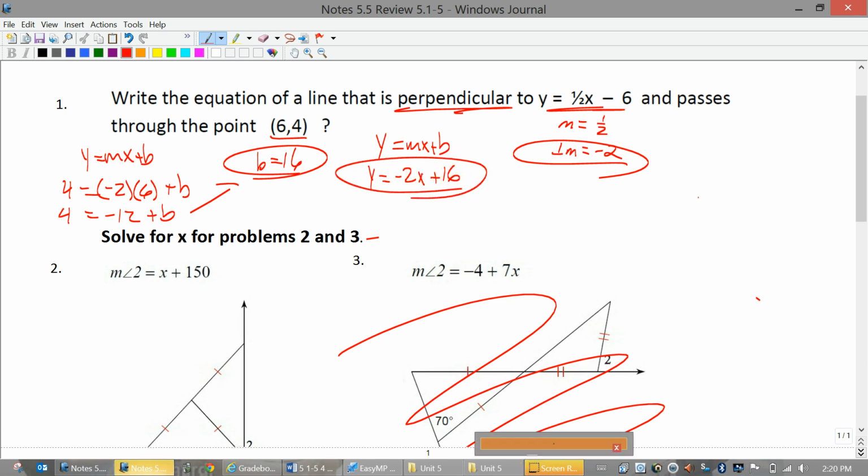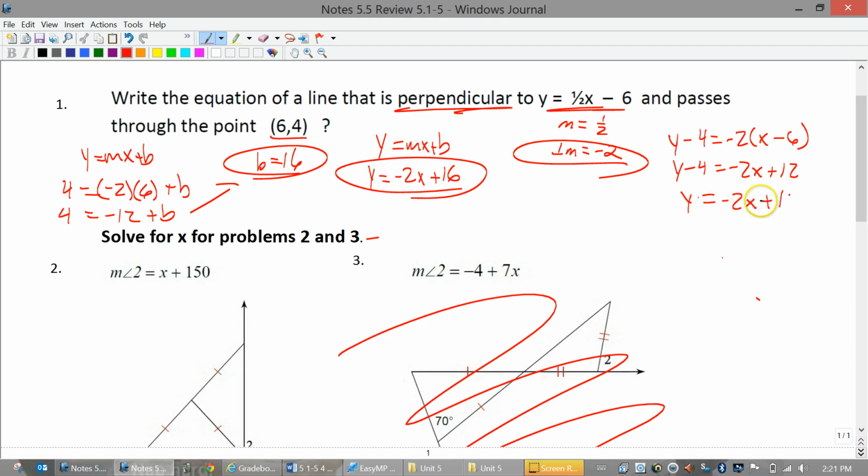Your final answer. Second version, using point slope form: y minus 4 equals -2 times x minus 6, distribute. Add 4 to both sides. Same answer.